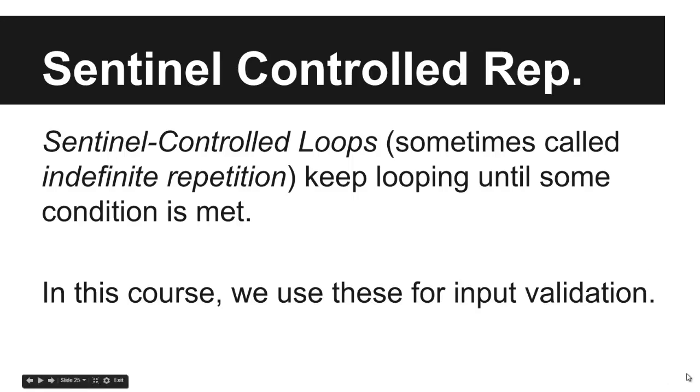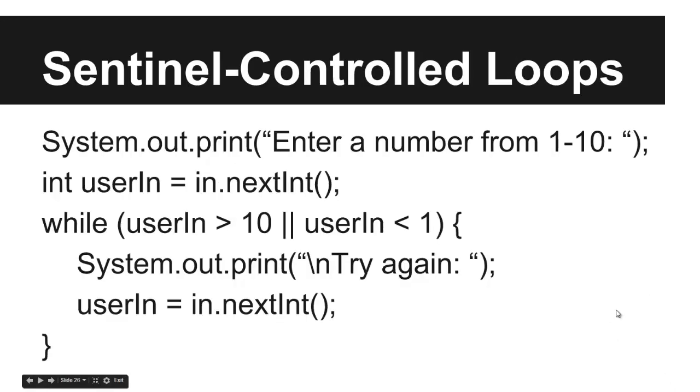In Sentinel controlled loops, one of the things that we do with them is we use them for input validation. We do a lot of different things with them. Okay, so this is a Sentinel controlled loop. We're going to ask the user for a number between 1 and 10. We'll collect that number, and then while the number is greater than 10 or less than 1, we tell the user to try again. Then we collect our next number, check to see if it's greater than 10 or less than 1, and we keep going and going.